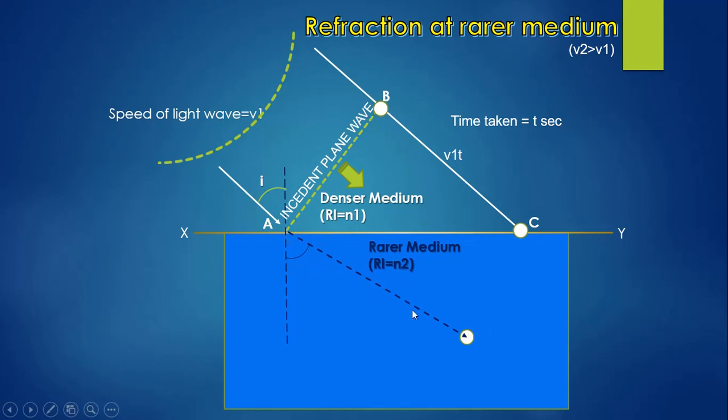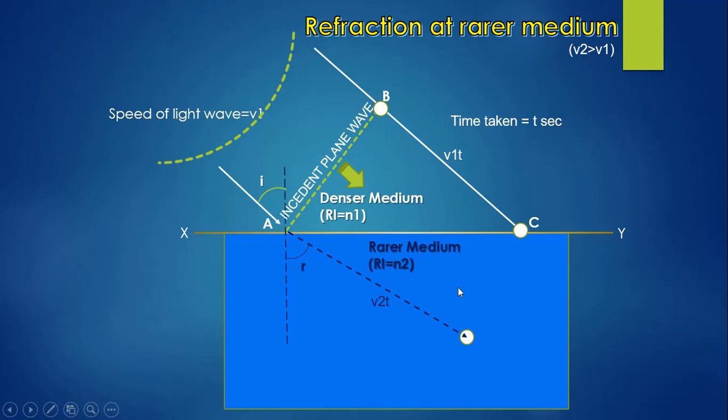This is the direction of the refracted plane wave, and this is the normal. The angle between the normal and the direction of the refracted plane wave will be called the angle of refraction, and the distance covered is easily calculated by multiplying the speed in the rarer medium and the time duration. Before drawing this line, I would like to explain how to construct the refracted plane wave in the rarer medium.